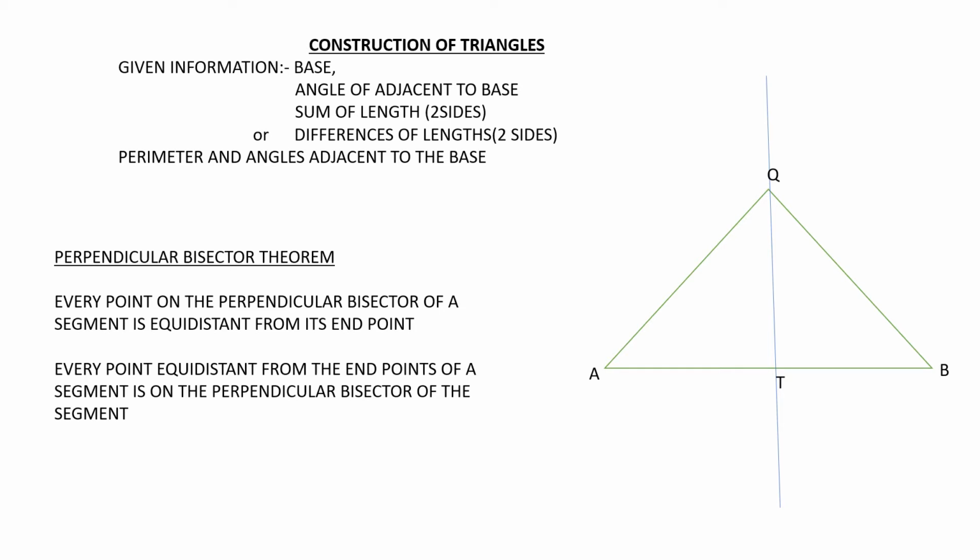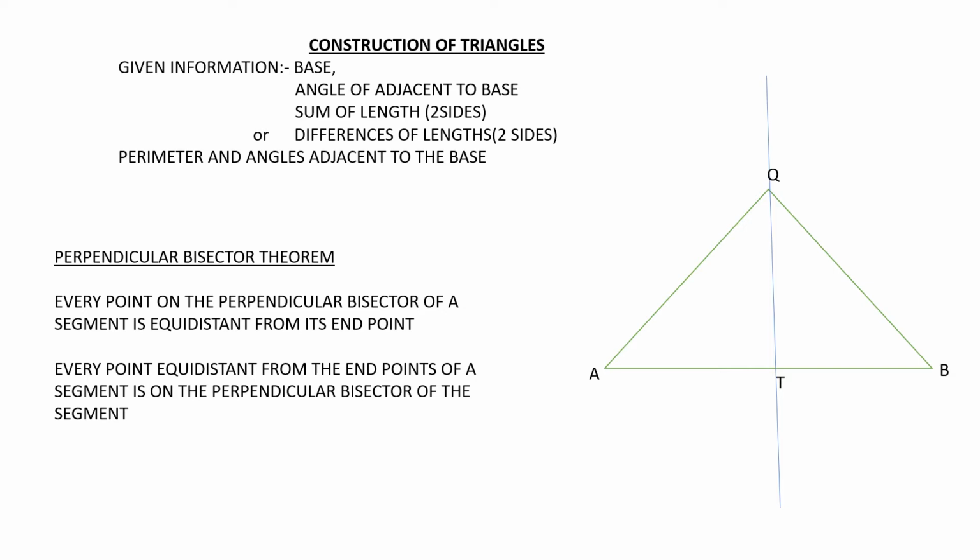The second point is that every point equidistant from the end points of a segment lies on the perpendicular bisector of the segment. From the A side also, each and every point is equidistant. That is the meaning of the second perpendicular bisector theorem, right? From T it is equal, from the A side it is equal. From each and every aspect, the point on the bisector line in a triangle will be equal only, right? That is the meaning of these two points.